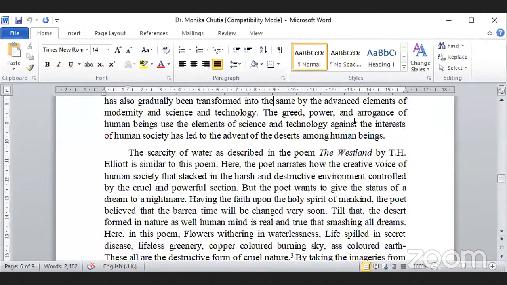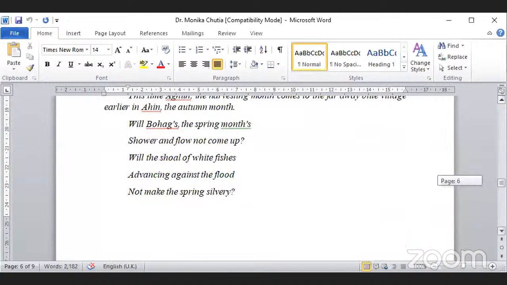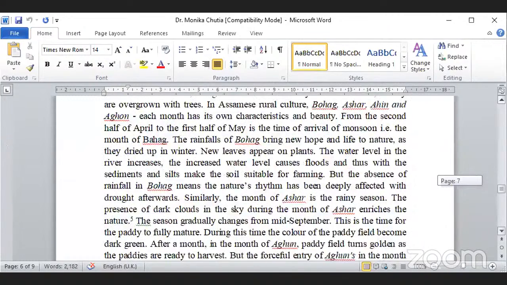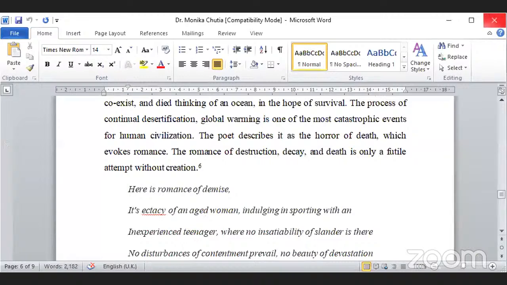There was a poem by T.S. Eliot where the scarcity of water is described, and in this poem Navakanta Barua also narrates the scarcity of humanitarian values in our society. Here the poet narrates how the creative voice of human society is stuck in a harassed and destructive environment controlled by the cruel and powerful section.